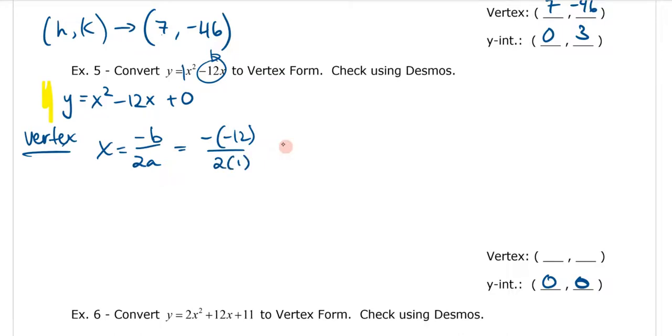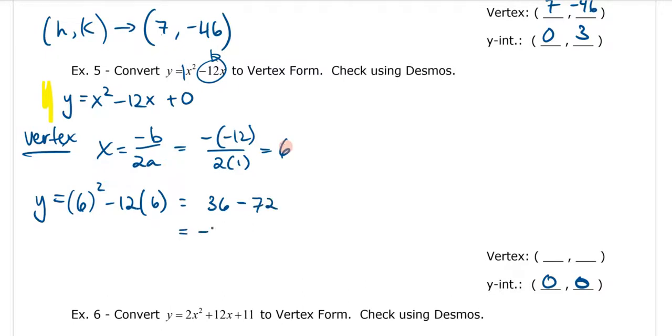Remember, there's the invisible 1 there. And that's going to be positive 12 over 2, which is just 6. And if I were to find the y-coordinate, take x equals 6 and put it into the equation. So 6 squared minus 12 times 6, which is equal to 36 minus, well, 12 times 6 is 72, and 36 minus 72 is negative 36.